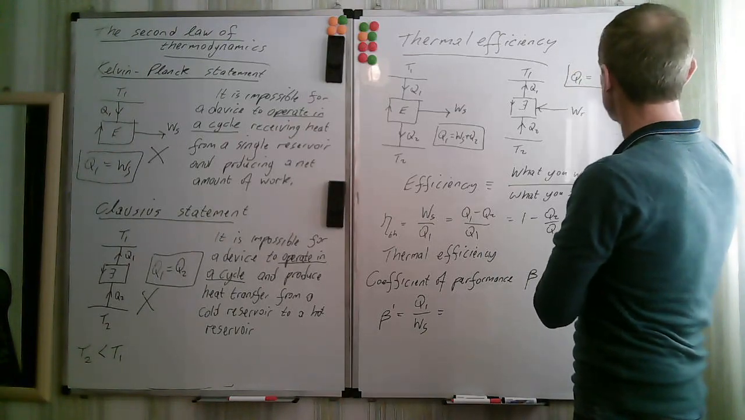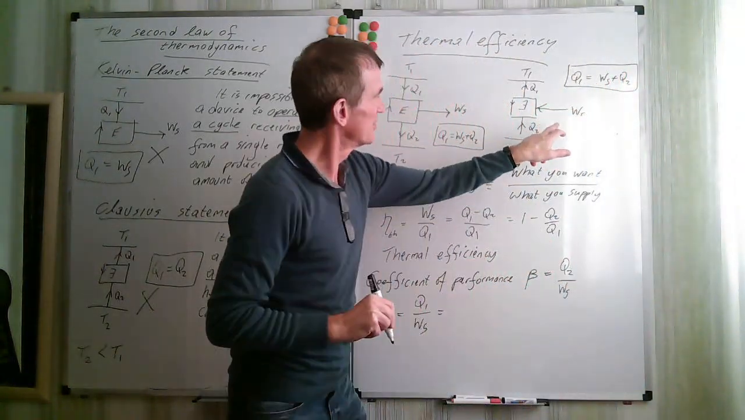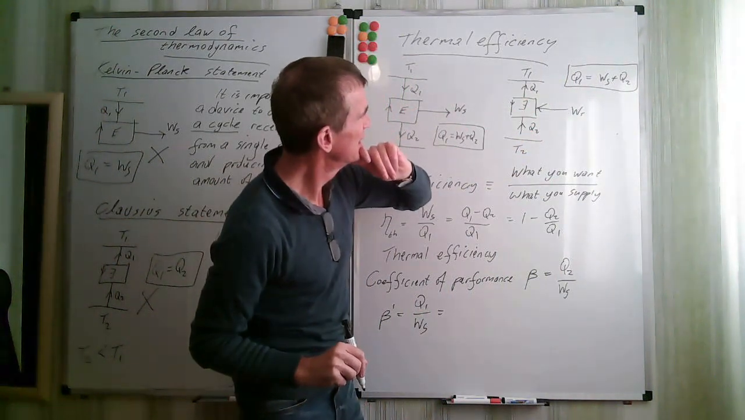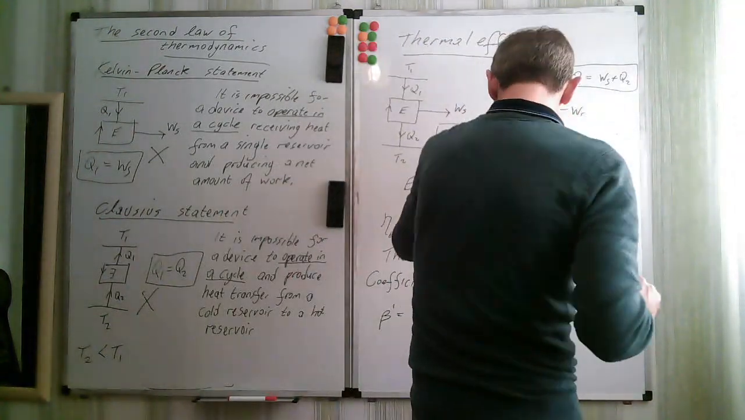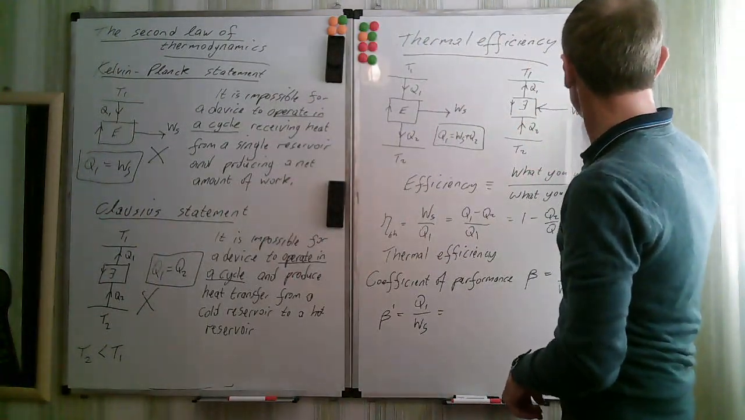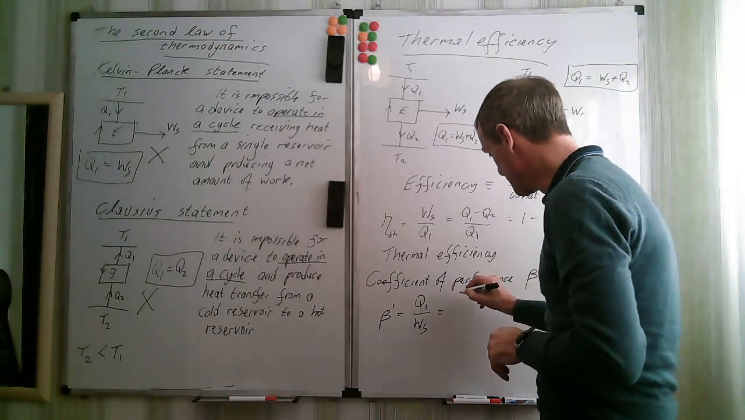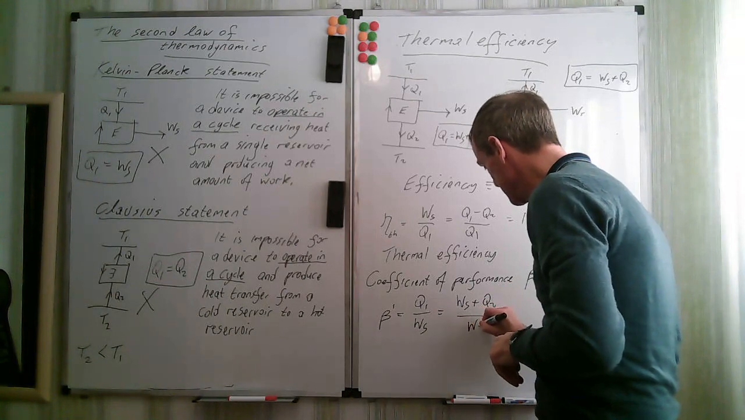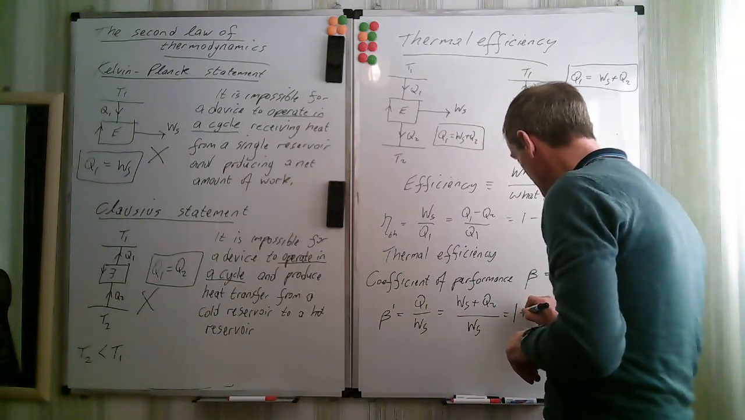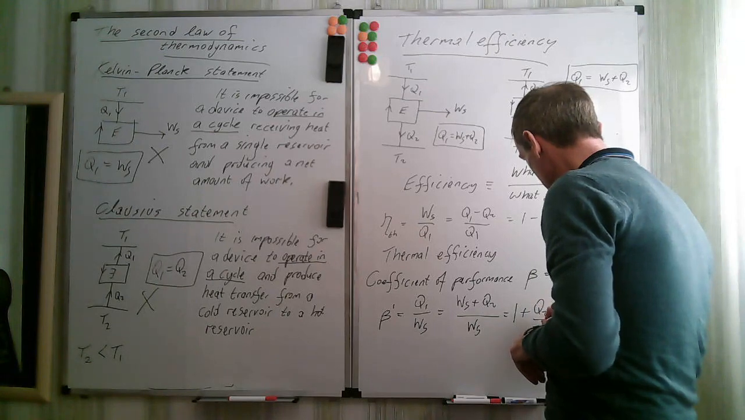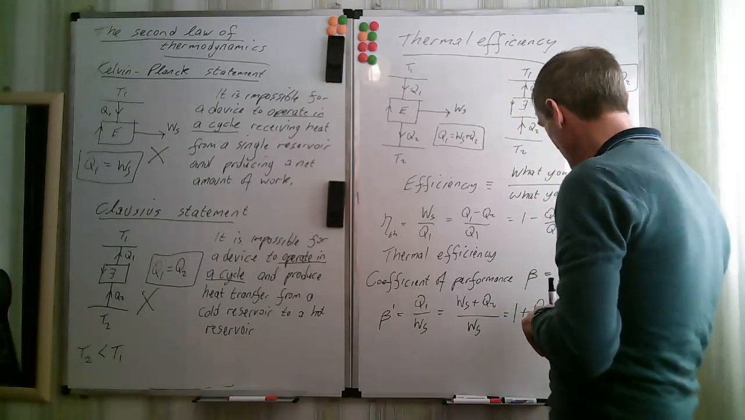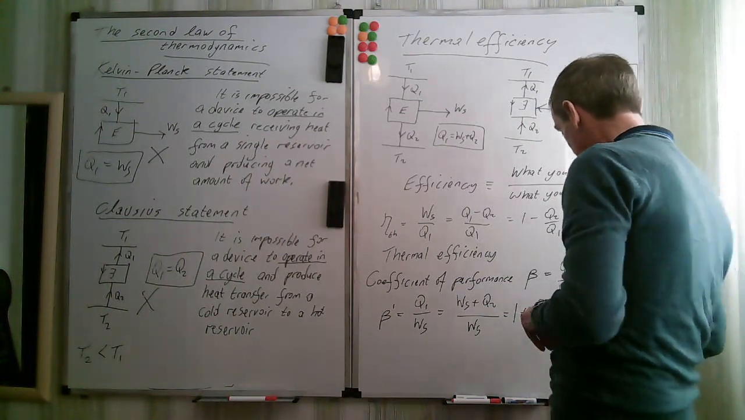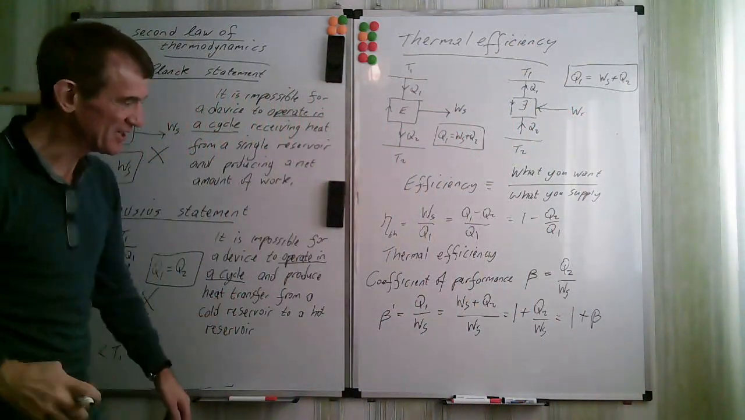Sorry, that's energy supplied. So this is going in, that's going in, and it comes out here. Nothing changes because it's going around the cycle. So for this, I can substitute that in there, can't I? So beta dash becomes Ws plus Q2 over Ws, which is equal to 1 plus Q2 over Ws. And if you've got this beta, you'll notice that beta dash is always 1 bigger than beta.